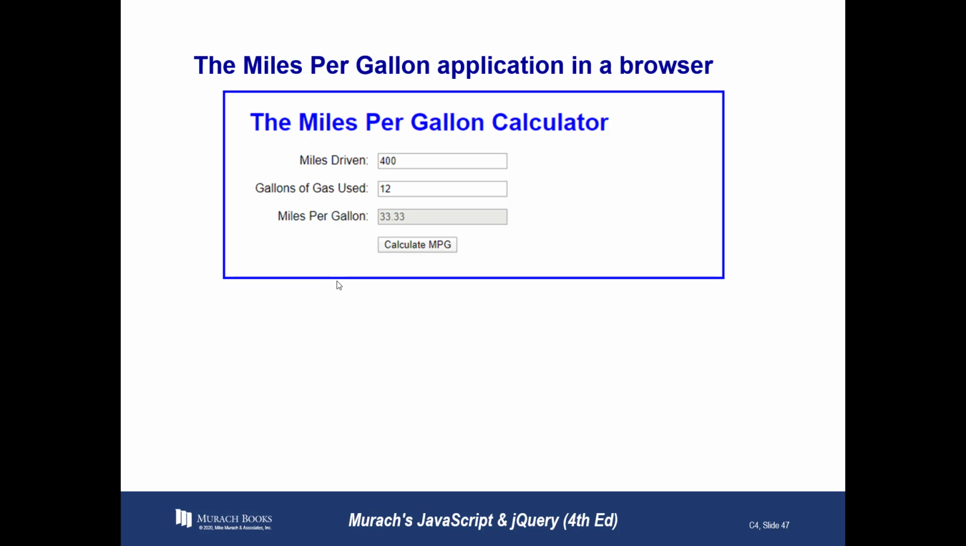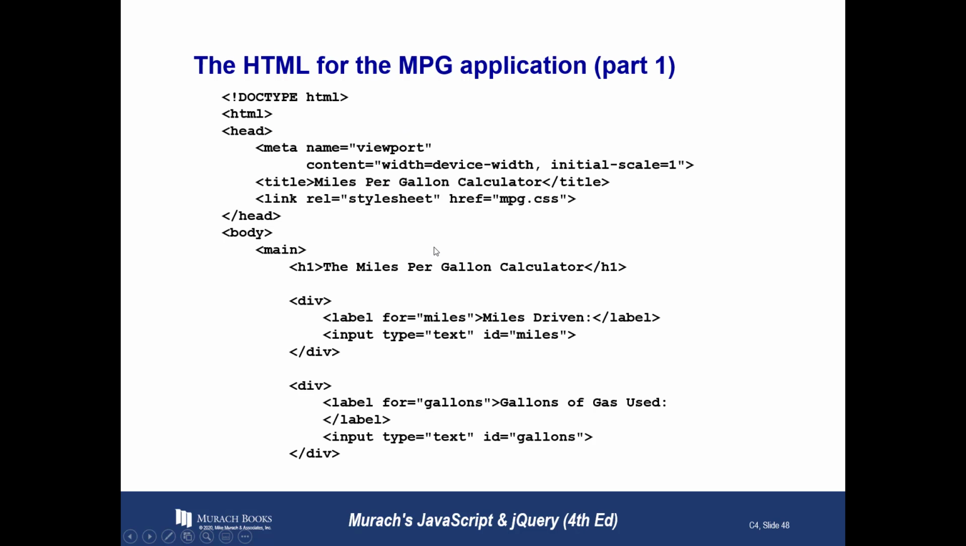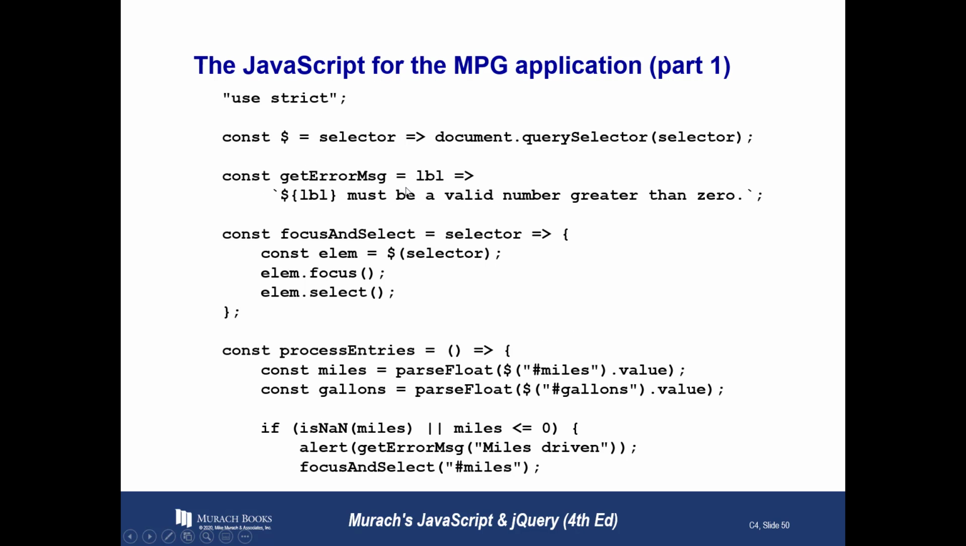What's changed? Well, notice we've got an H1 tag that says the miles per gallon calculator. We've got a label that says miles driven, a label that says gallons used, and a label that says miles per gallon. We've got a text box for the miles driven, a text box for the gallons used, and a disabled text box for the miles per gallon. Plus, we've got a button that says calculate MPG. What's different in this example? This doesn't look that different from what we've built before. What's going to be different is what's in the JavaScript.